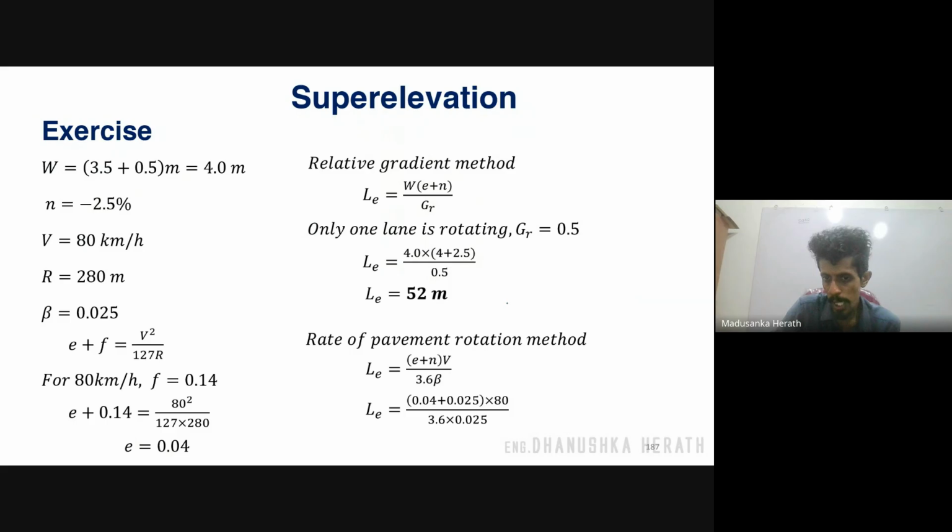Now we are rotating this pavement from the normal crown section. We are rotating this one from the normal crown. So this is 2.5, and we rotate this one up to 4. Then altogether this is 4 plus 2.5.